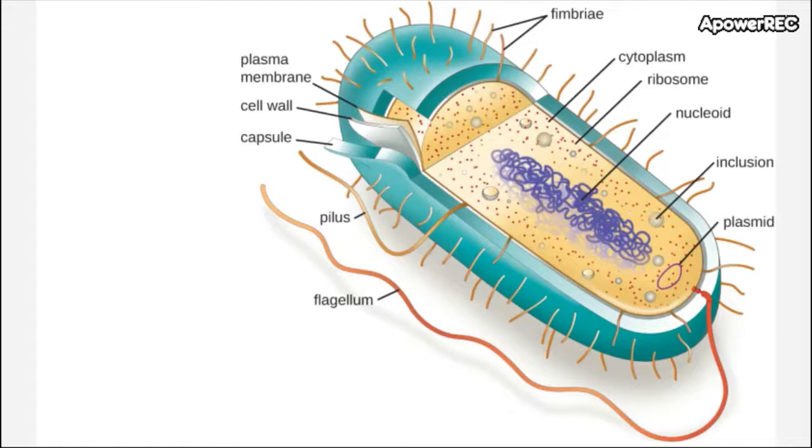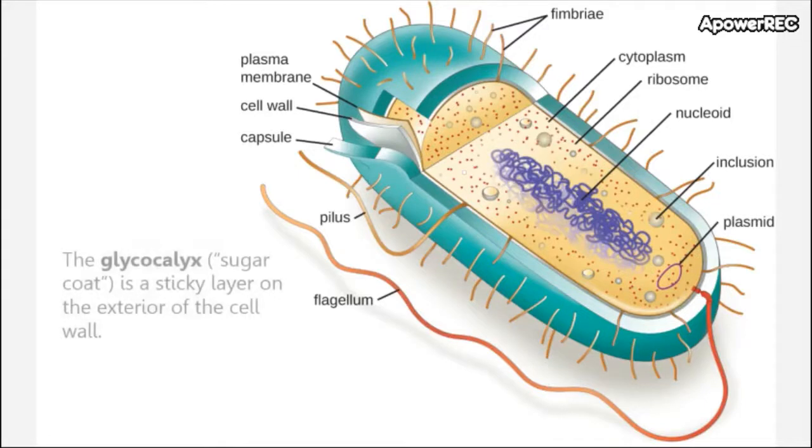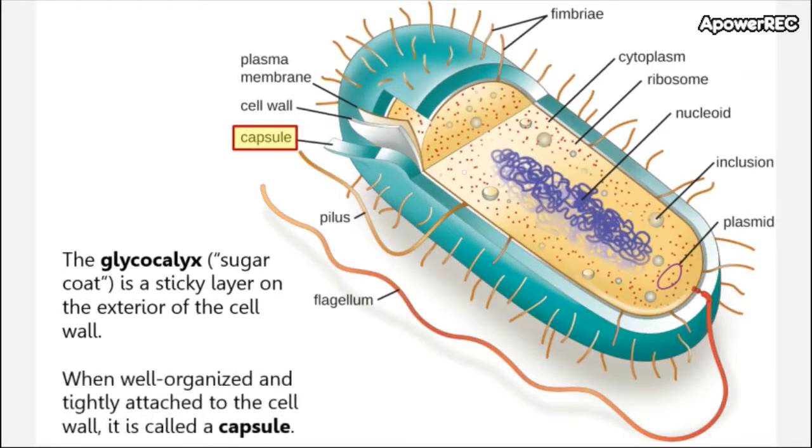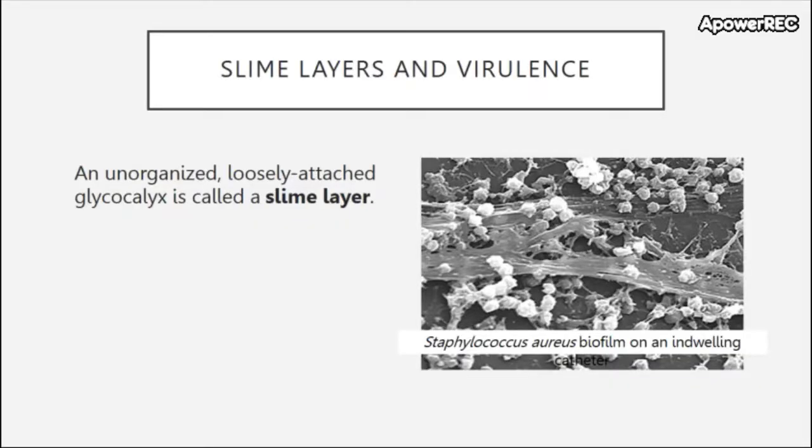Previously we discussed the function of the glycocalyx, the sticky layer on the exterior of the cell wall. When well organized and tightly bound to the cell wall, it is referred to as a capsule. However, when loosely bound, this layer is endearingly referred to as a slime layer. Can you recall a major structure that the slime layer can lead to? Hopefully some of you thought of a biofilm.